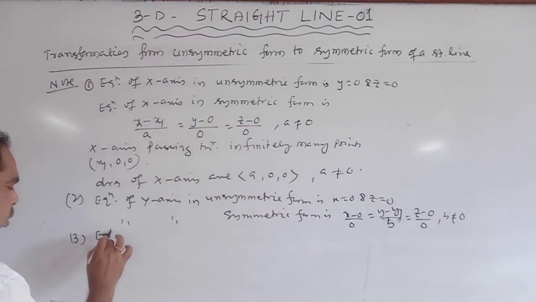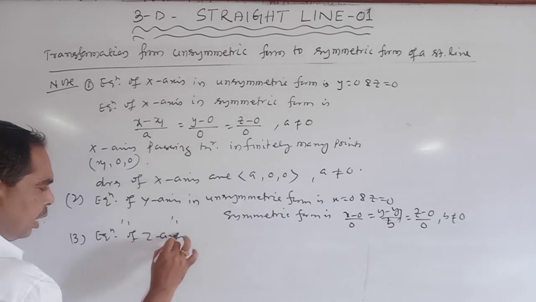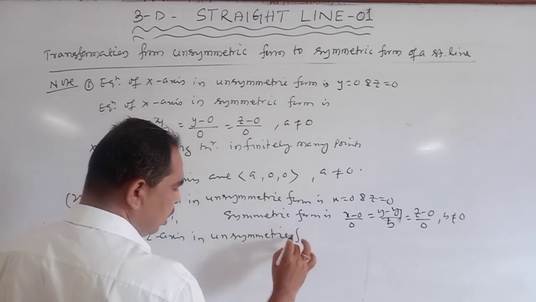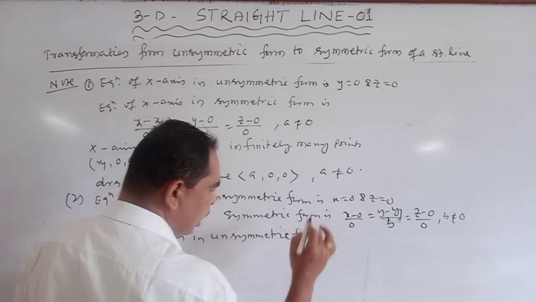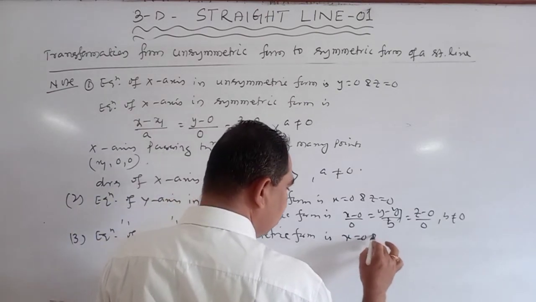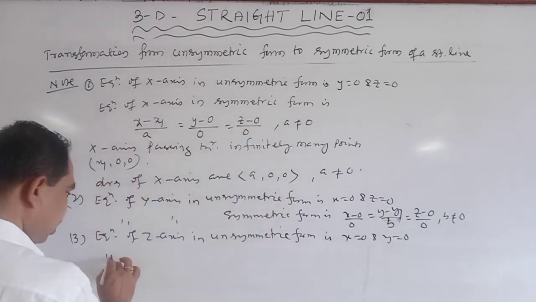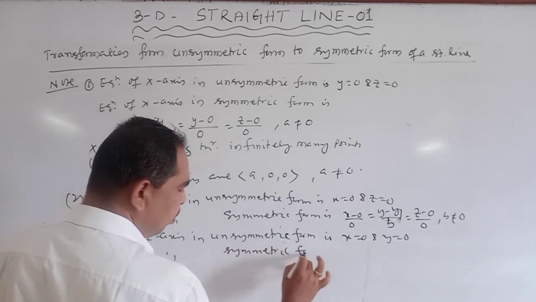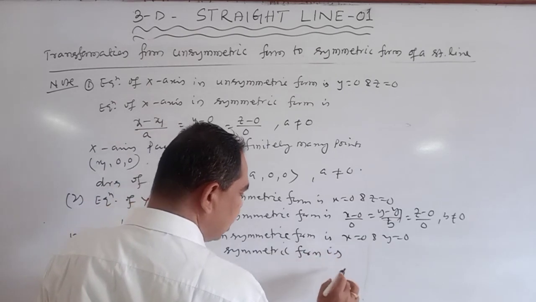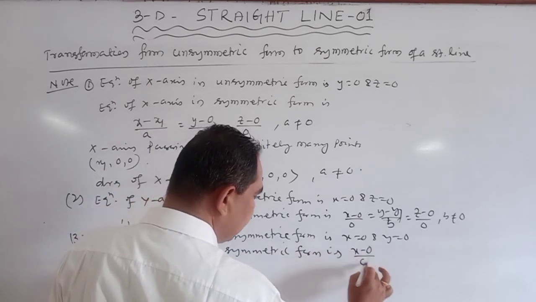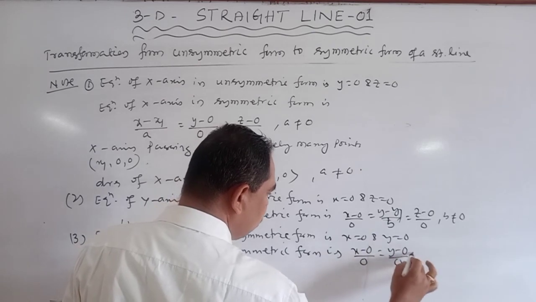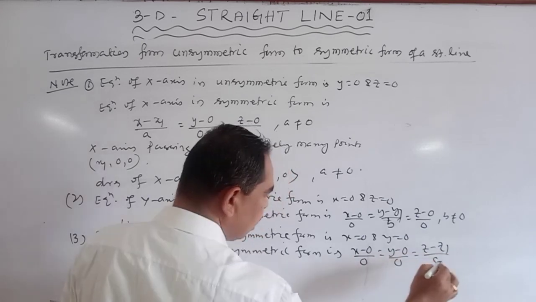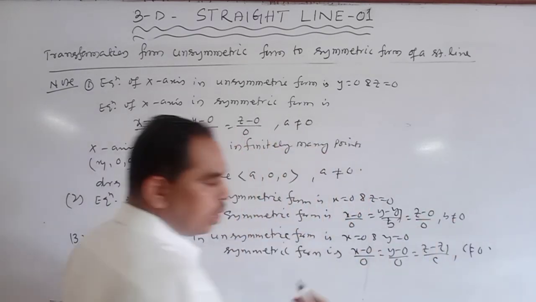Third, the equation of the z-axis in unsymmetric form is x equal to 0 and y equal to 0. Similarly, the symmetric form is x minus 0 by 0 is equal to y minus 0 by 0 is equal to z minus z1 by c. Condition: c not equal to 0.